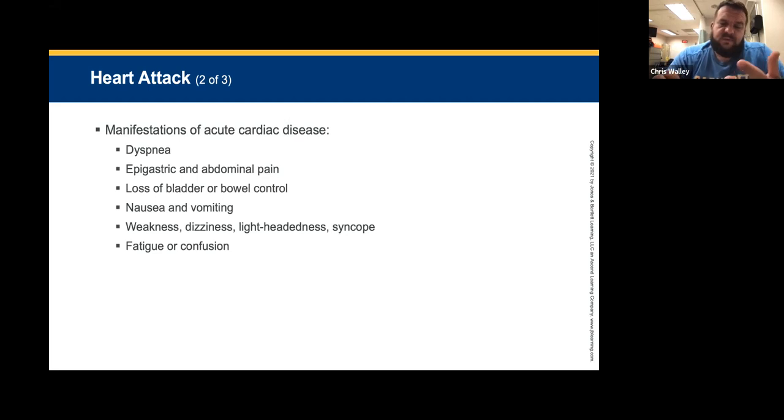Some signs and symptoms of cardiovascular disease: you have your dyspnea, epigastric and abdominal pain. Same thing. You think your stomach's hurting. You're just like, I just don't feel good. I feel like I just need to go to the bathroom. Be careful if they do that, because when they push, they can vagal down and pass out. So you have the loss of bladder or bowel control, and I don't necessarily like to look just for that one because that could be age related also.